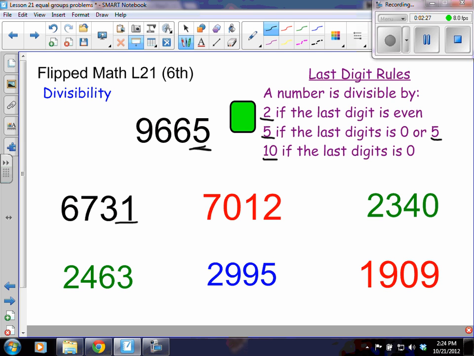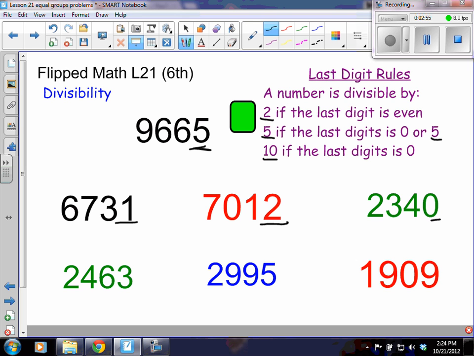Looking at the last digit, 1, odd number, not divisible by 2. Doesn't end in 0 or 5, and so it's not divisible by 5 or 10. And so this number is not divisible by 2, 5, or 10. Next one, look at the last digit, 2. 2, even number, yes, divisible by 2. Does it end in a 0 or a 5? No, it is not divisible by 5. Does it end in just a 0? No, it is not divisible by 10.